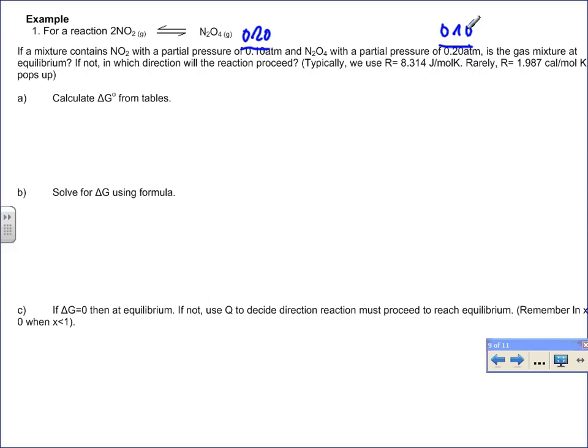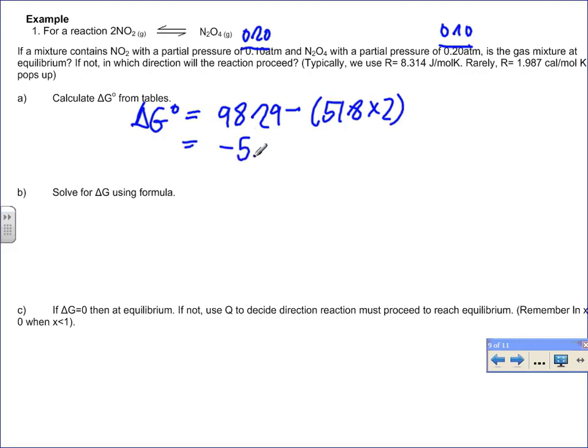So in the past, we did this kind of a calculation after being given the equilibrium constant, and we would compare our equilibrium constant to our reaction quotient, and we would make a decision as to which direction the equilibrium needed to shift. We can do that same thing using Gibbs free energy. So we're going to calculate the Gibbs free energy from the tables by taking the Gibbs free energy of the products and subtracting the Gibbs free energy of the reactants. And we find a value of negative 5.31 kilojoules.